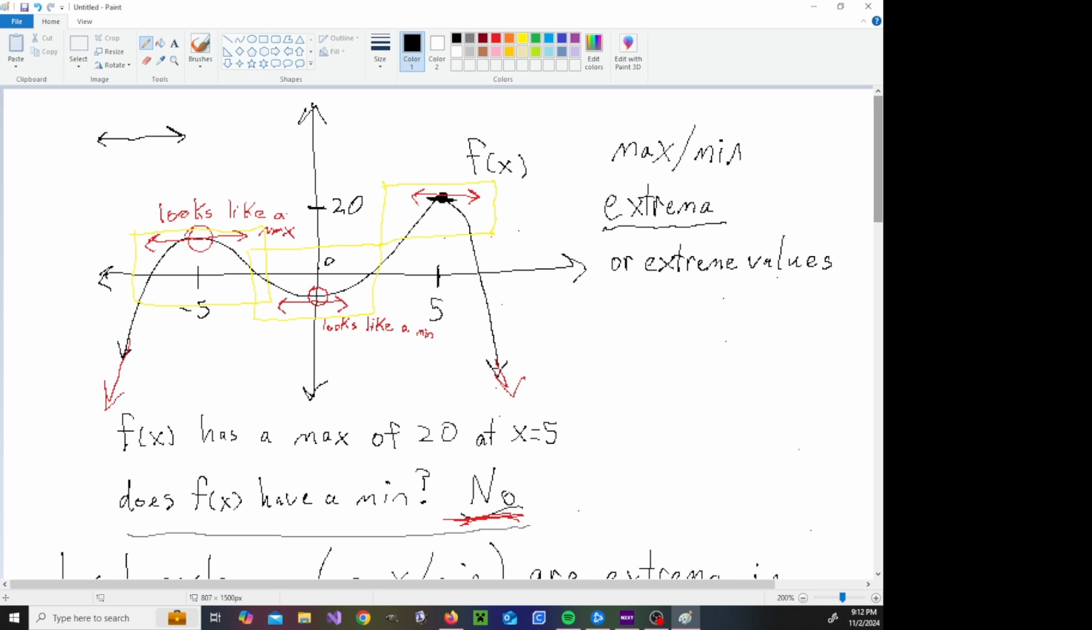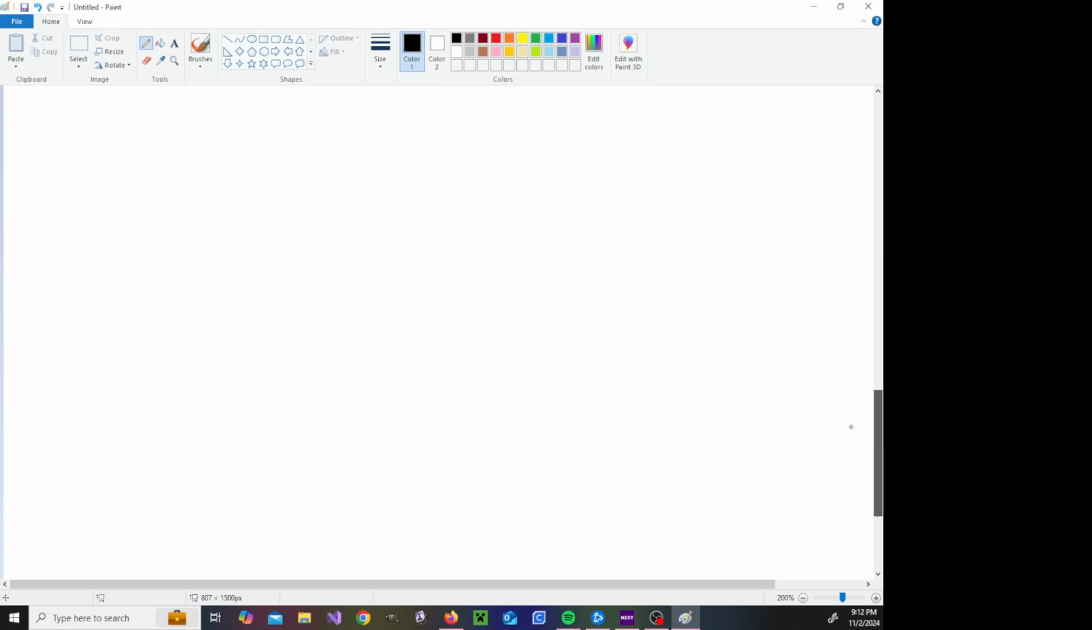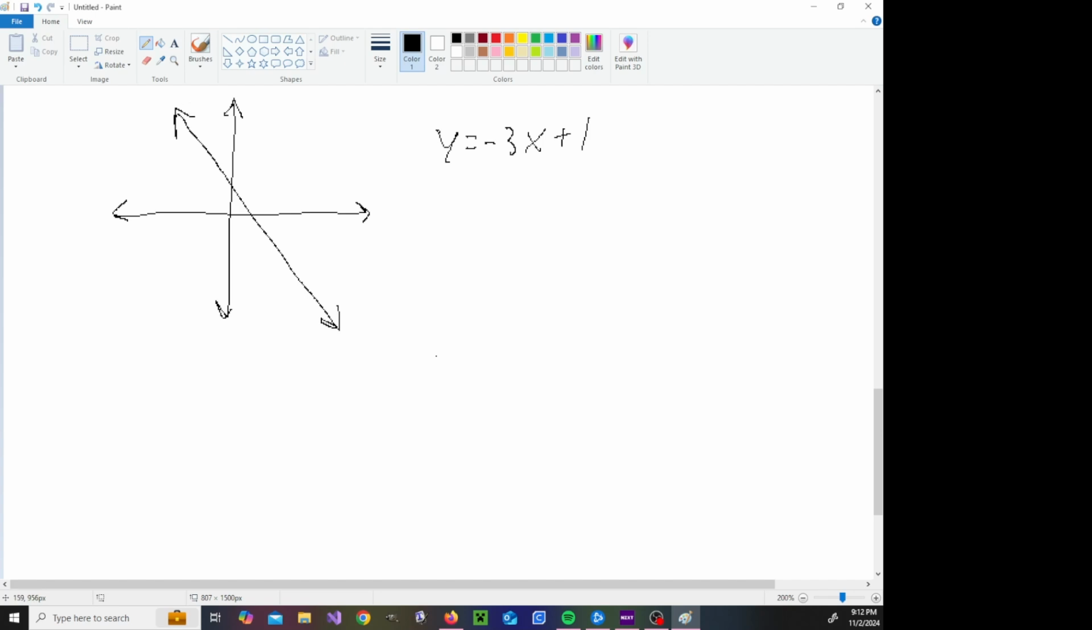Some functions may never have any extreme values. So take, for instance, just y is equal to -3x plus 1. Just a basic line. What is the max? Or sorry, I went to put a question mark there. What is the maximum value that this function achieves? Well, we're going up to positive infinity all the way to the left, so there is none.